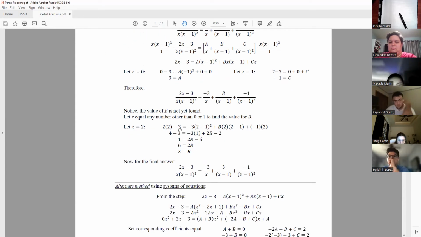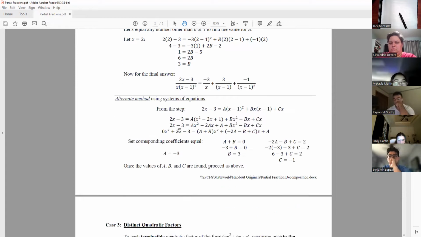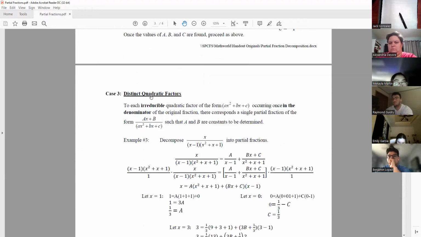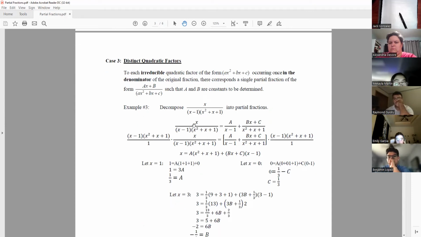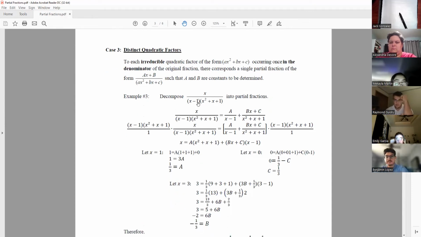Okay, so that's pretty much it for repeated. Again, I'll write it down in a moment. Distinct quadratic factors. This is just a big overview real quick. Again, it needs to be factored first. The second term right here cannot be factored further.